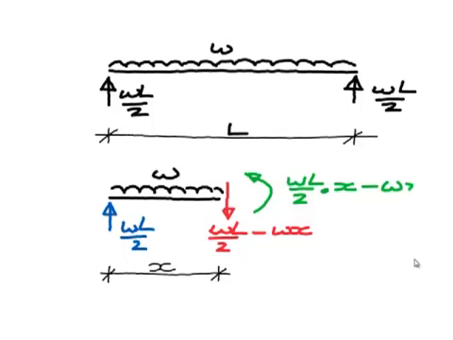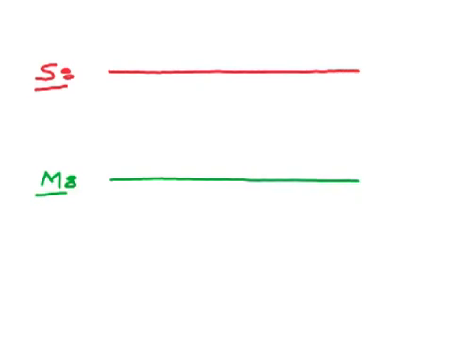What this means is that clearly now we have a shear force which varies linearly across the beam, and we have a bending moment which varies parabolically across the beam. So as before, we can now draw the shear force diagram and the bending moment diagram for this beam, which has a uniformly distributed load all the way along it.